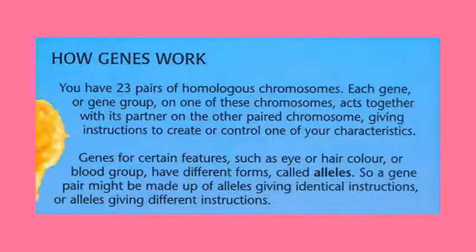How genes work. You have 23 pairs of homologous chromosomes. Each gene or gene group on one of these chromosomes act together with its partner on the other paired chromosome, giving instructions to create or control one of your characteristics. Genes for certain features such as eyes, hair color, or blood group have different forms called alleles. So a gene pair might be made up of alleles giving identical instructions or alleles giving different instructions.